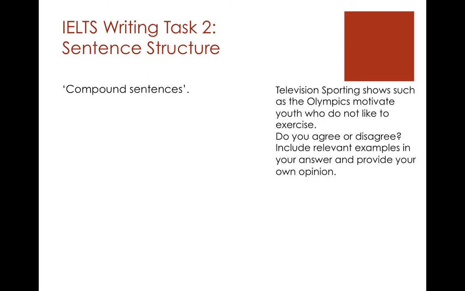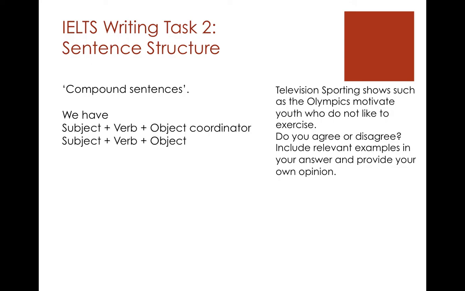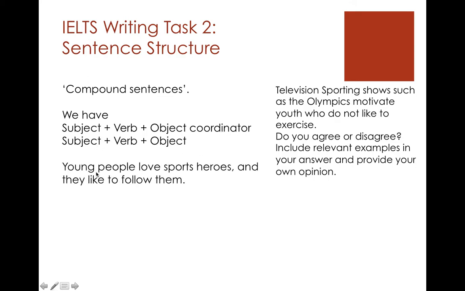All right, let's take a look at compound sentences. So again, this is another good structure we can use to get a 9. This works like this: subject, verb, object, coordinator, subject, verb, object. So, young people, subject, love, verb, sports heroes, object, comma, and, this is the coordinator, they, subject, like, verb, to follow them. Subject, verb, object, and subject, verb, object. This is a band 9 sentence.